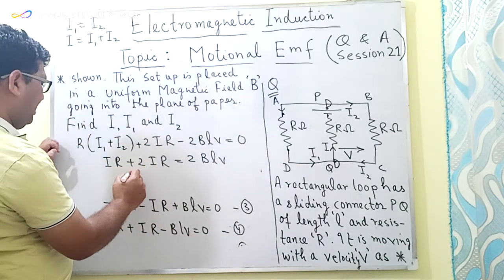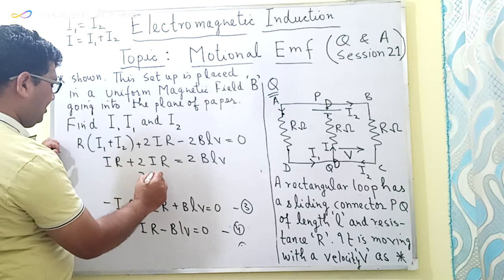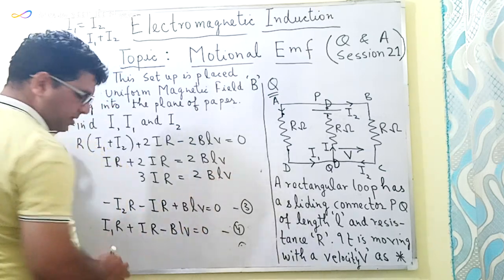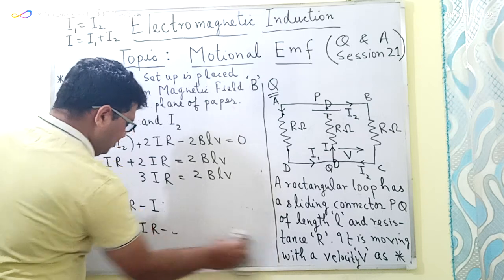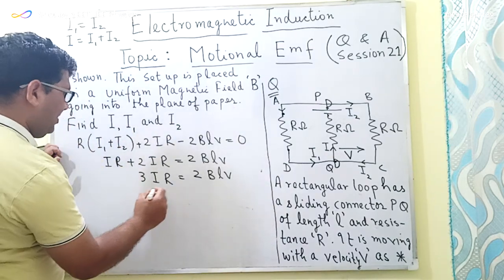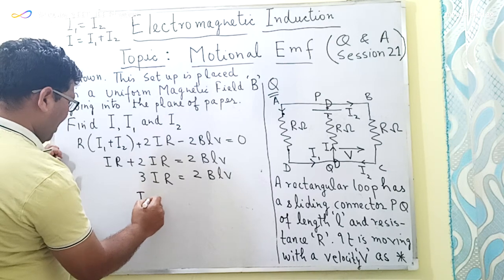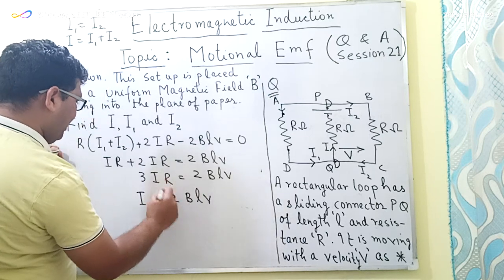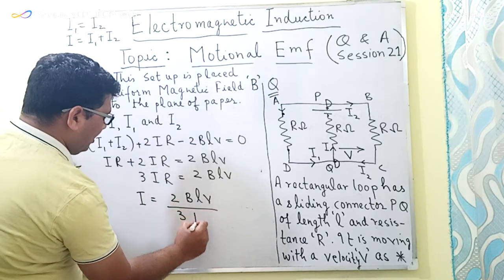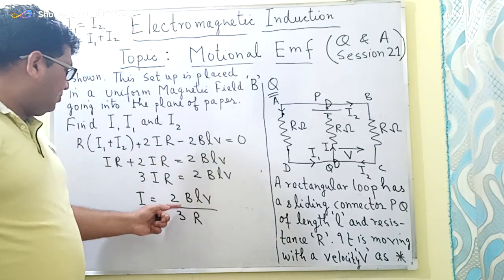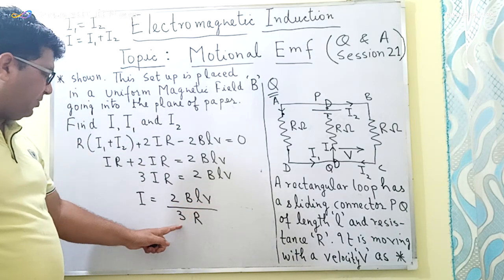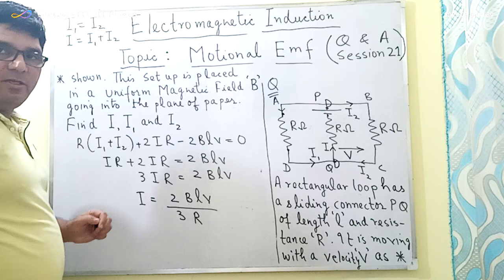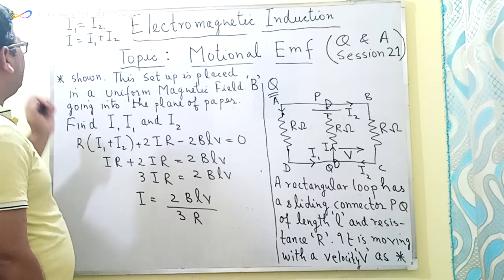So from here we can say that 3IR is equal to 2 times BLV, or simply I will be equal to 2BLV divided by 3R. This is the value of I. Now we have to find the value of I1 and I2. Here I1 and I2 are equal, and at the same time I1 plus I2 is equal to I.